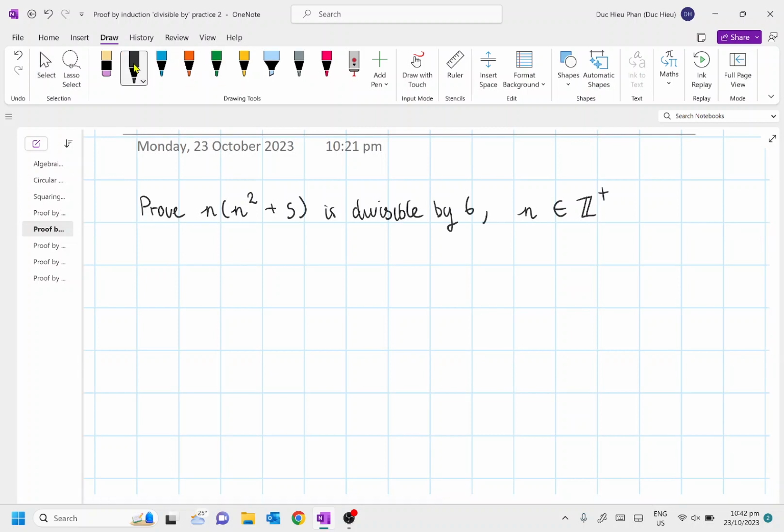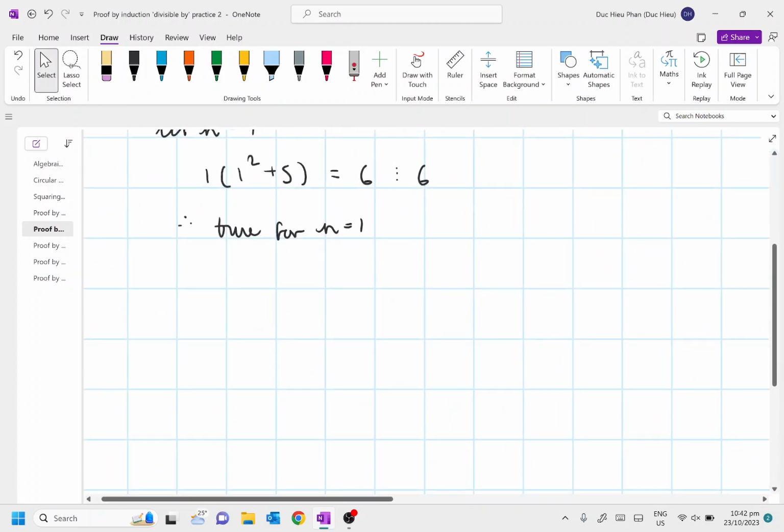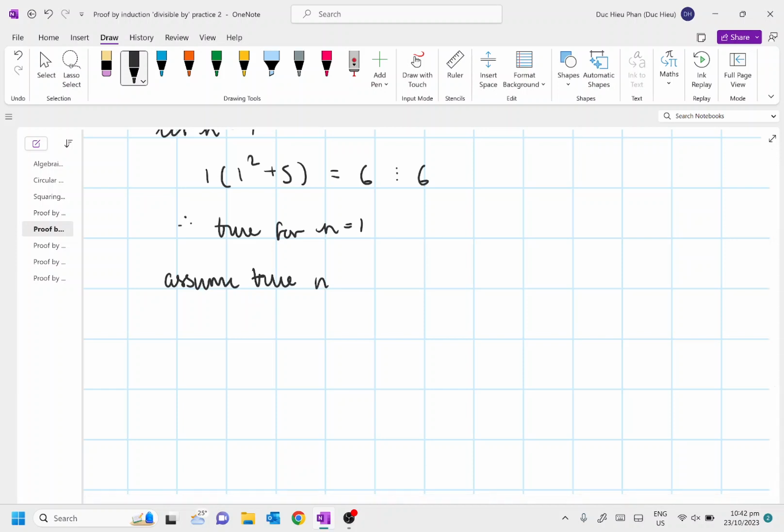So we're going to start. So n belongs to the positive set of integers again. So let n equals 1. 1 times 1 squared plus 5 equals 6. And that is divisible by 6. Therefore, true for n equals 1. We assume true. And you can probably skip this part just because it's going to be the same for every question.